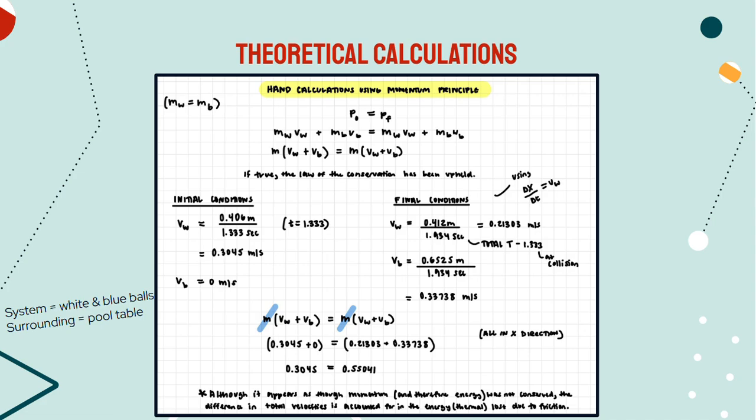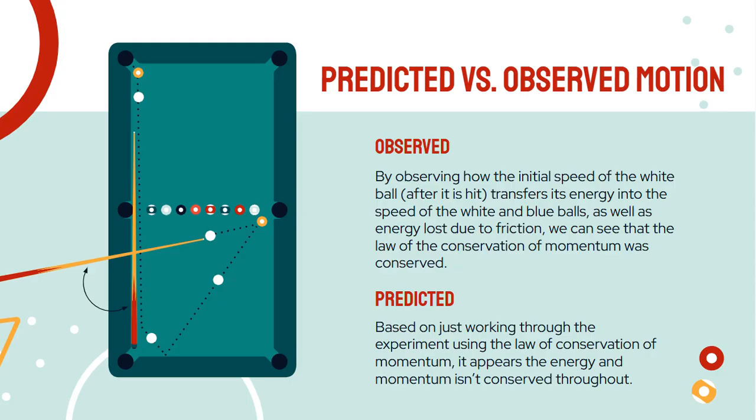Predicted versus observed motion, by observing how the initial speed of the white ball after it's hit transfers its energy into the speed of the white and blue balls, as well as the energy lost due to friction. We can see that the law of conservation of momentum was conserved. Based on the predicted side, just working through the experiment using the law of conservation of momentum, it appears that the energy and momentum is not conserved throughout.